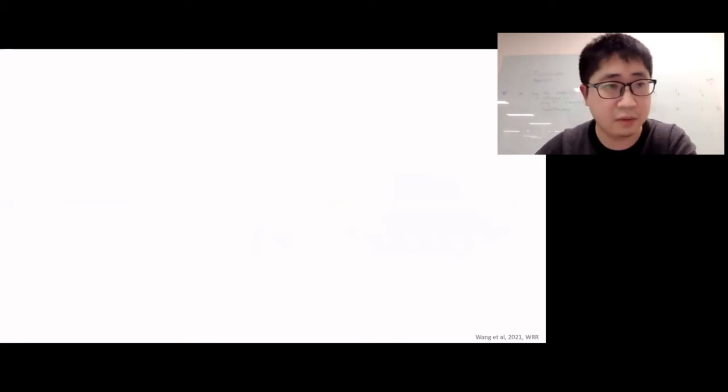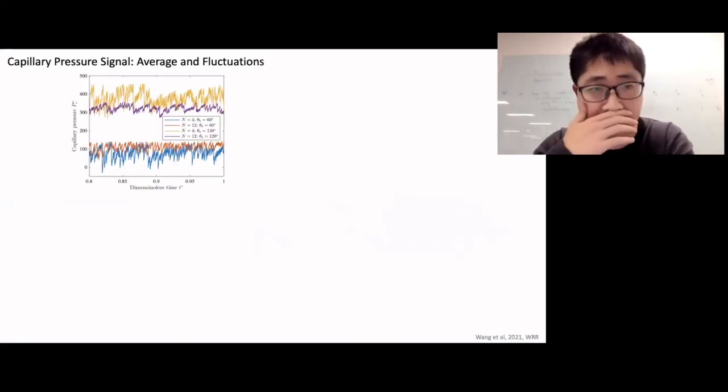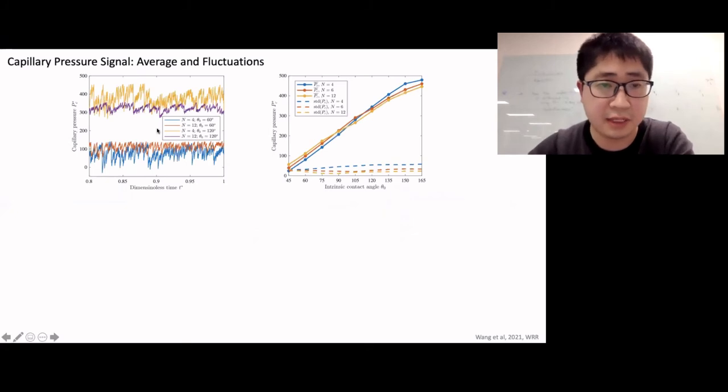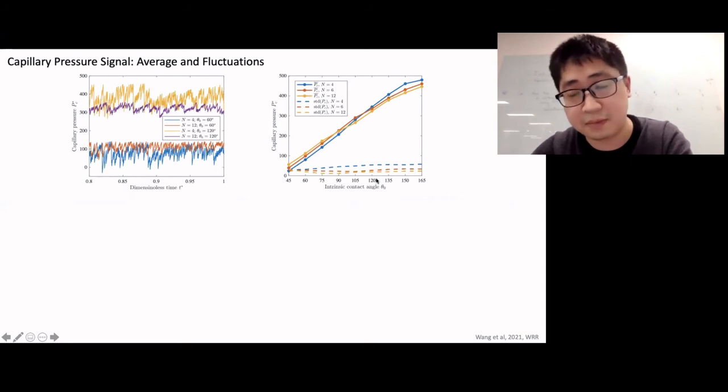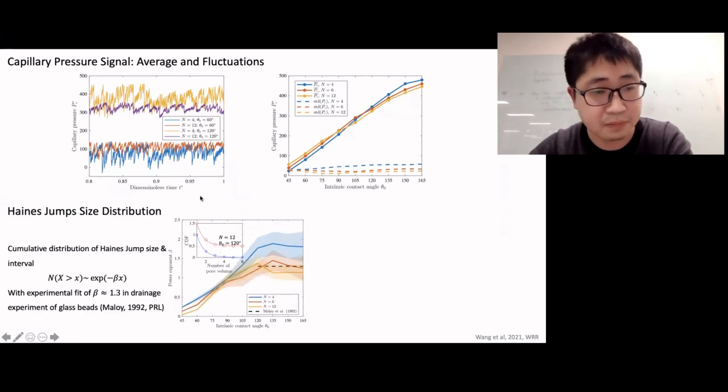So consequently, we can firstly look at the pressure fluctuation. So here you see that for n equal to 4, the capillary pressure fluctuates more compared with more spherical grains. And also here's the average and the standard deviation of the capillary pressures during experiments. So here we see that across a wide range of contact angles, always for more angular grains, the fluctuation is greater. So we can also look at the Haines jump size distribution.